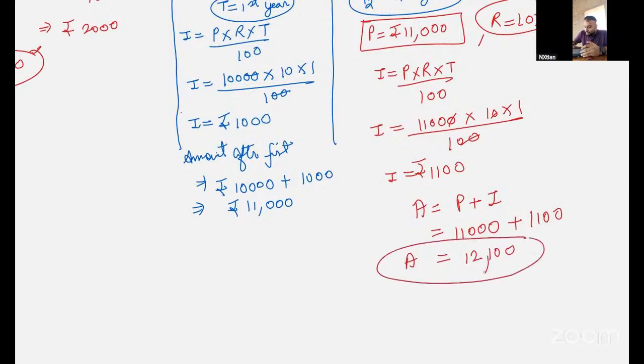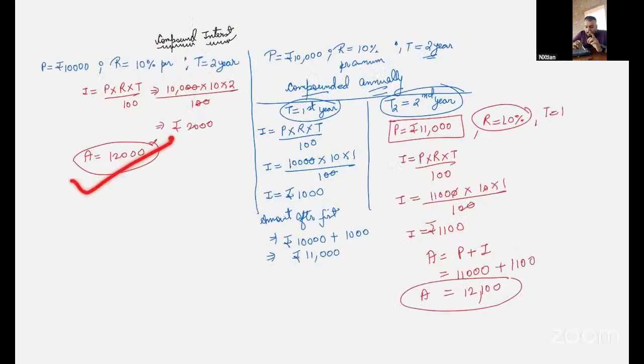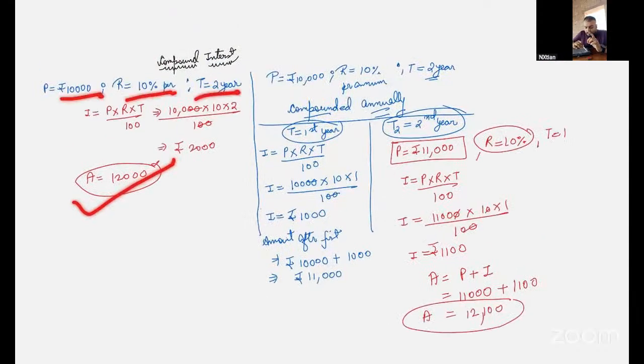Why I solve this? I am comparing this. If I will calculate simple interest, the amount is 12,000. Yes, same values are there. Same values, same everything. But I put a term compounded annually. Means we are calculating compounding interest, and I'm getting 12,100. Are you with me, guys?